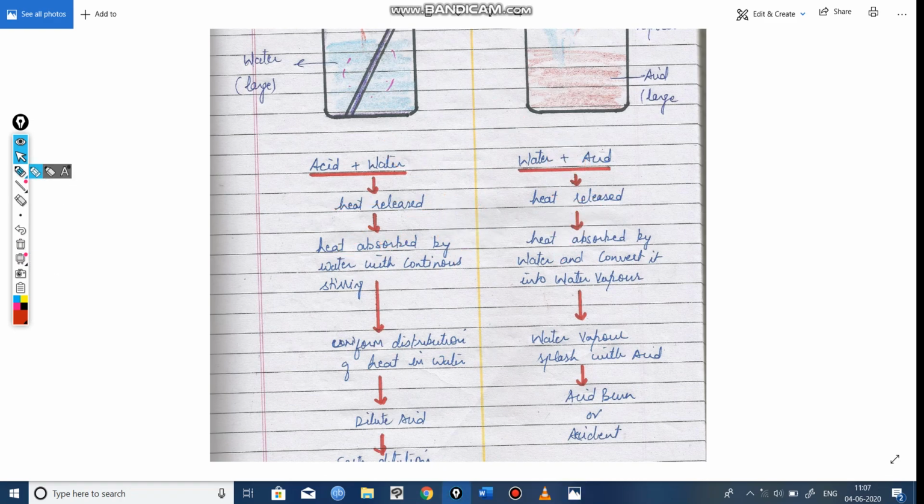Acid plus water, heat is released. This heat is absorbed by water with continuous stirring. This continuous stirring is responsible for uniform distribution of heat in water. Hence, concentrated acid gets diluted. This is the safe method of dilution.